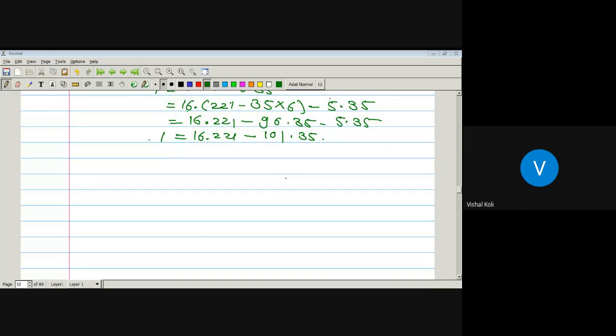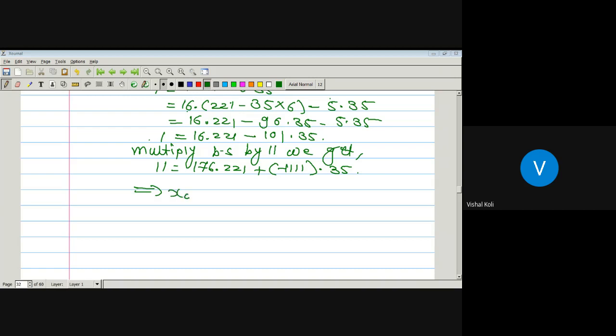This will be the value of 1, but actually we have to find the value of 11. So multiply both sides by 11, we get 16 into 11, which is 176 times 221 plus minus 101 into 11, which is minus 1111 times 35, which implies what is the value of x naught here? 176, and y naught is minus 1111.